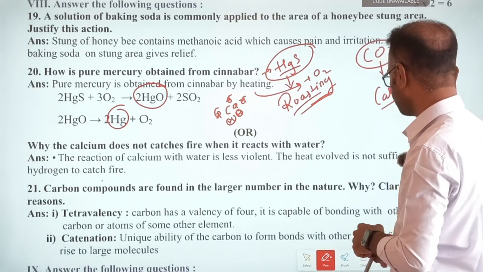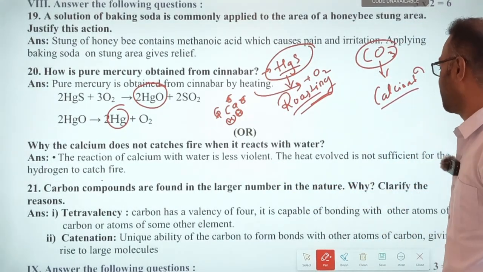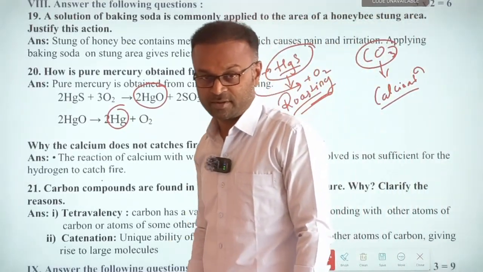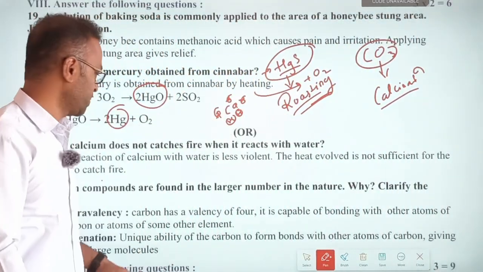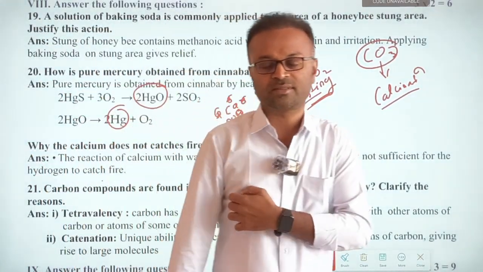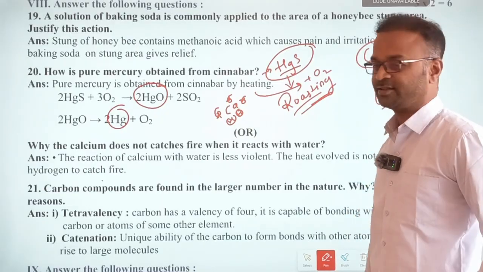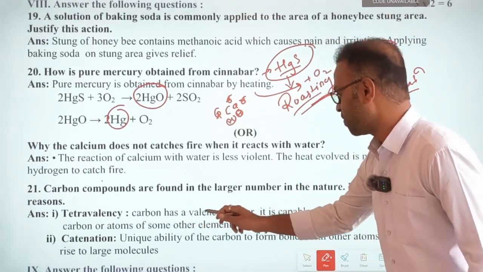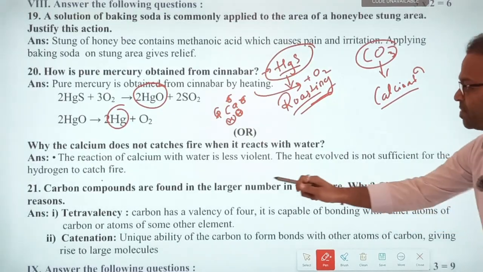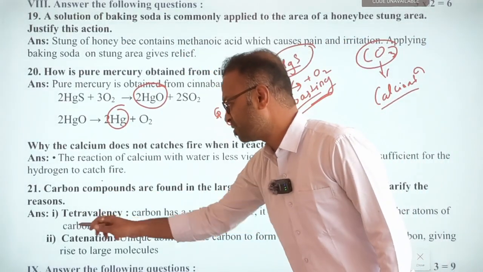Next one. Carbon compounds are found in large number in nature. Why? Clarify the reason. They are asking about the versatile nature of carbon, so I need two properties we can mention: tetravalency and catenation. Tetravalency means carbon is tetravalent, it has 4 bonds, so it can combine with other atoms. Carbon has a valency of 4, capable of bonding with 4 other atoms of carbon or atoms of some other element.